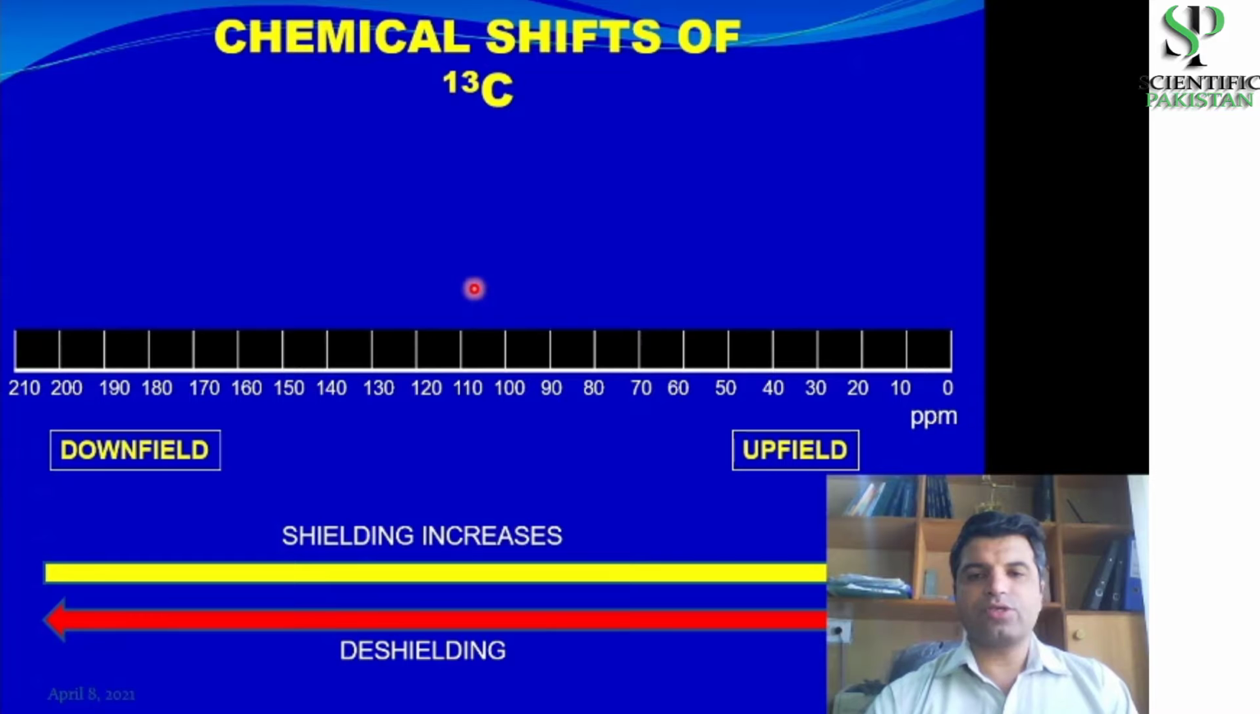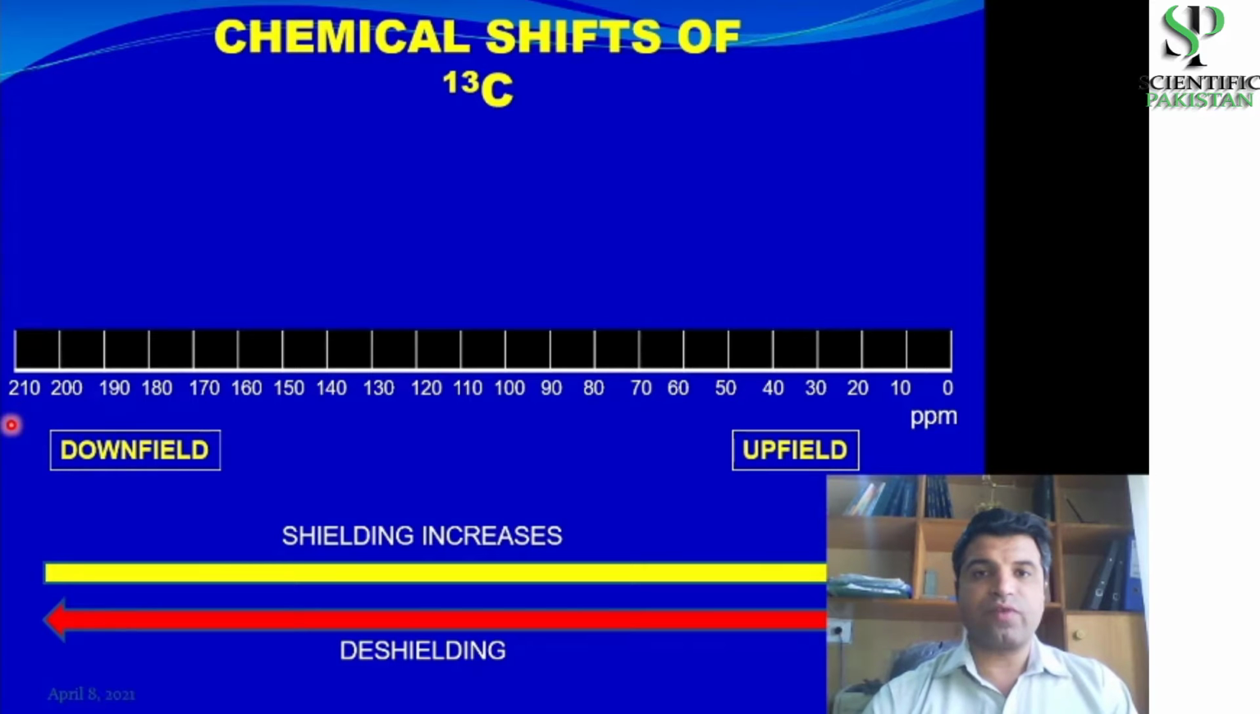Now here are the chemical shift values of these different types of carbons. So again, the same range, so the same shielding and deshielding effect. So when you go closer to 0, the shielding increases. When you go downfield, the deshielding increases. This region is known as the upfield region. This is the downfield region, and this range goes from 0 to around 210.